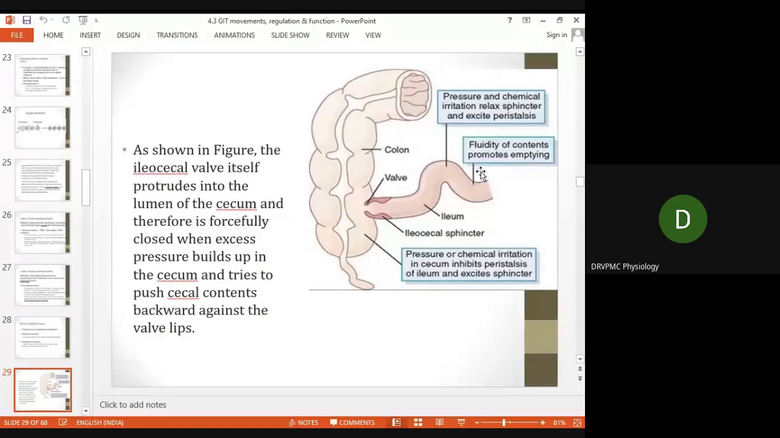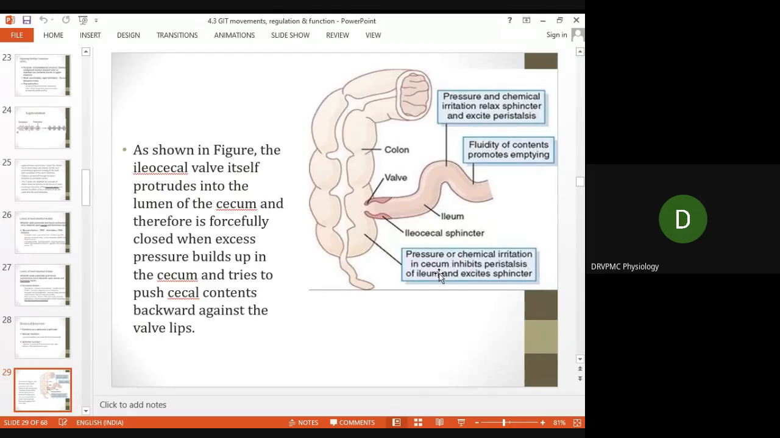Fluidity of the contents also promotes emptying. If there is too much fluid, then that will also promote the emptying of the contents into the cecum. Pressure or chemical irritation in the cecum: if there is too much pressure here or too much of the fluids here, then there will be back pressure, and that will affect this valve. This is a one-way valve, so this will close when there is pressure in the cecum, and it will prevent the backflow of the contents into the ileum.